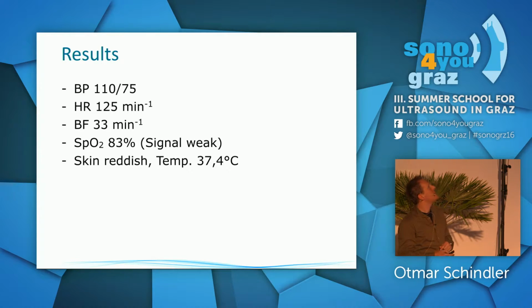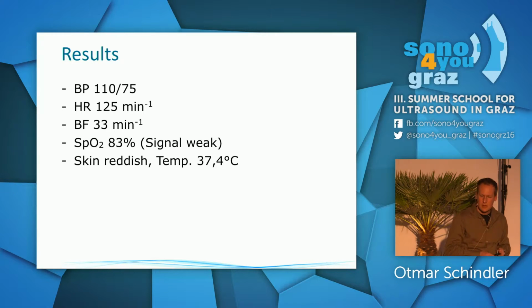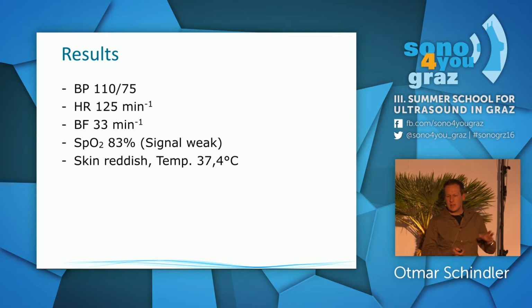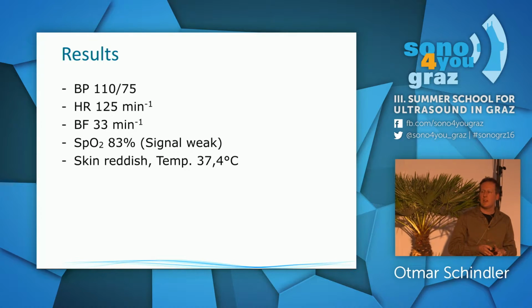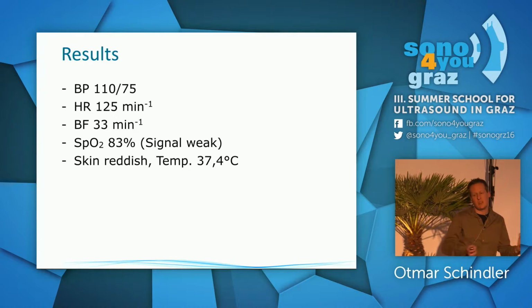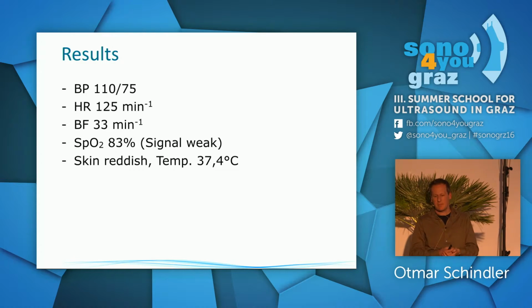So you wanted some results. I have for you a blood pressure of 110 over 75 millimeters of mercury. Sorry, I didn't write it down. He had a heart rate of 125 per minute, a breathing frequency of 35 per minute, a saturation of 83, but the signal was weak, so we were not sure if it was true. I took a temperature, 37.4 degrees. So no fever, reddish skin.